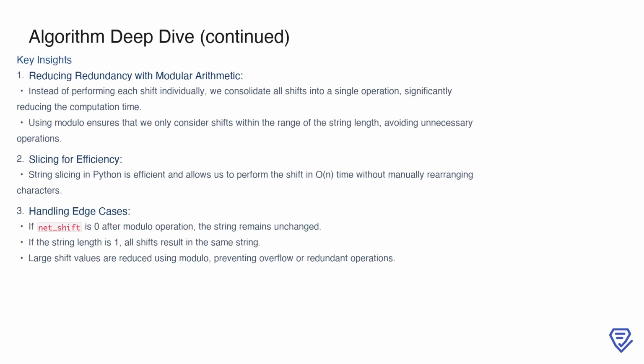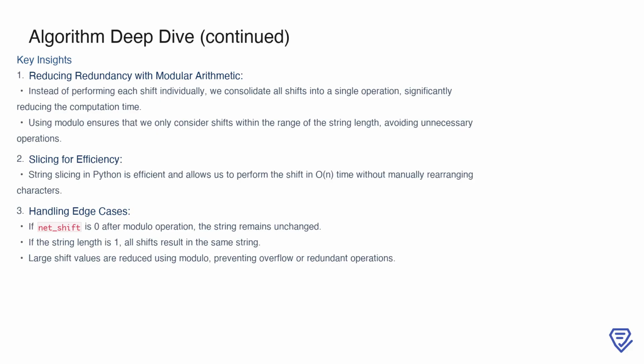This approach leverages a few key insights to make the solution efficient. First, by reducing redundancy using modular arithmetic, we avoid performing unnecessary shifts. Instead of applying each shift operation individually, we consolidate them into one effective operation, which greatly simplifies the computation. The use of modulo ensures we only consider shifts within the bounds of the string length, making the algorithm robust and efficient. Second, Python string slicing allows us to rearrange the string in O(n) time without manually moving characters one by one. This makes the implementation not only efficient but also clean and concise.